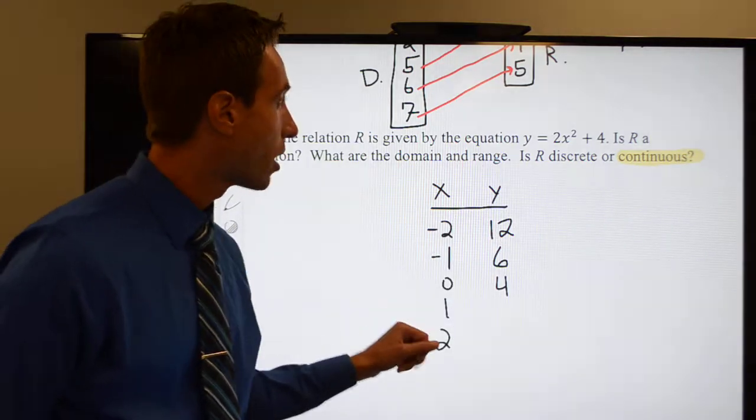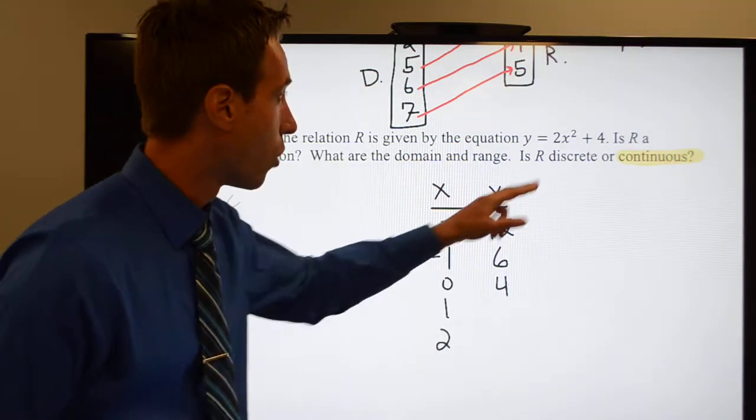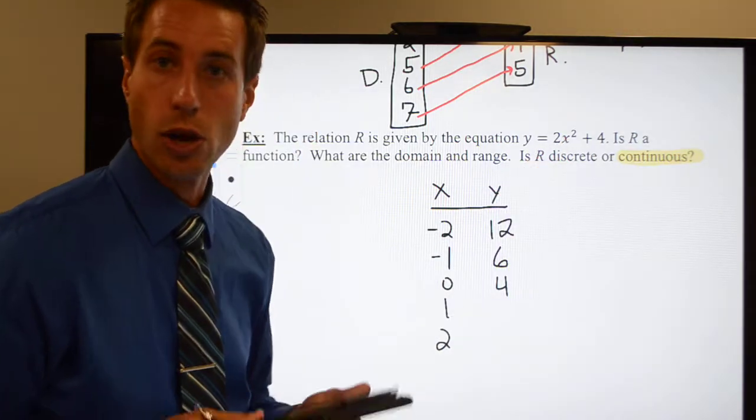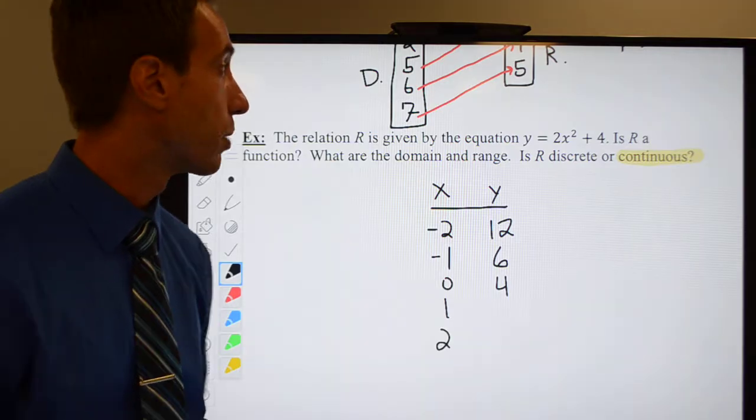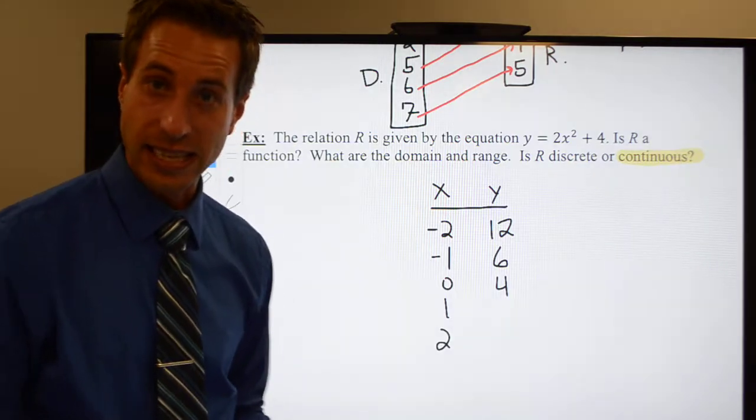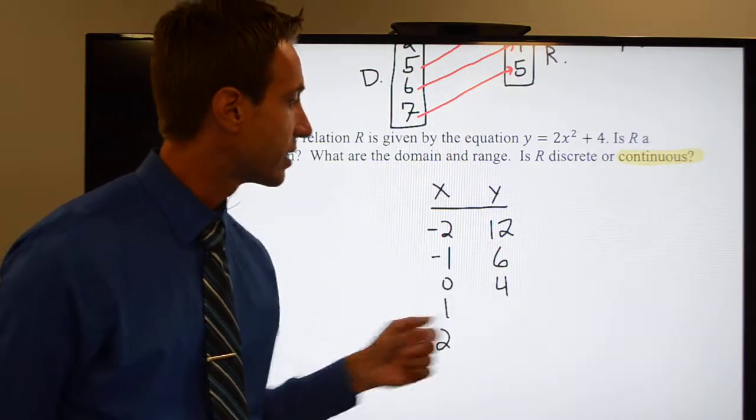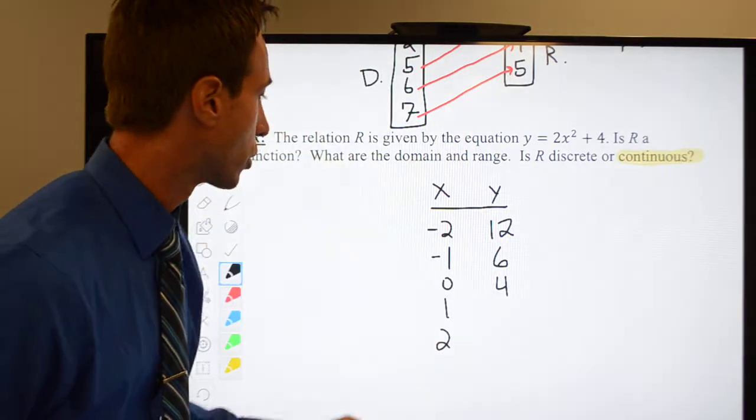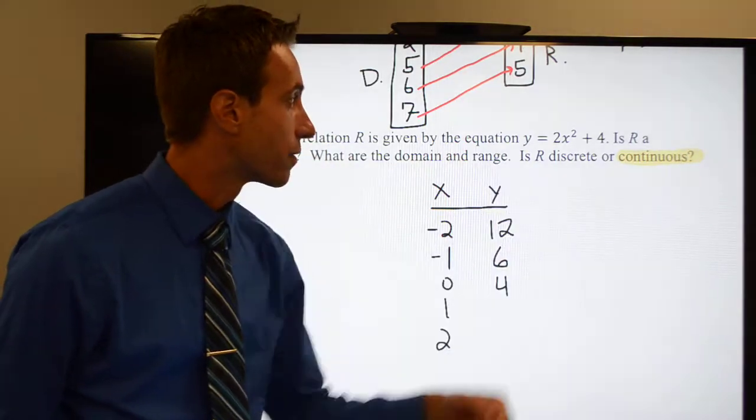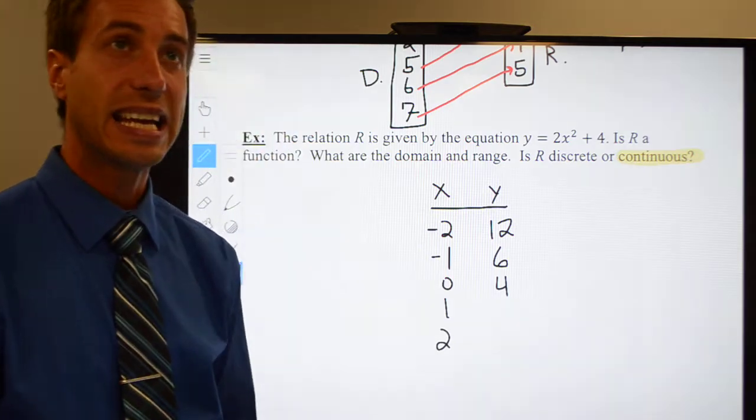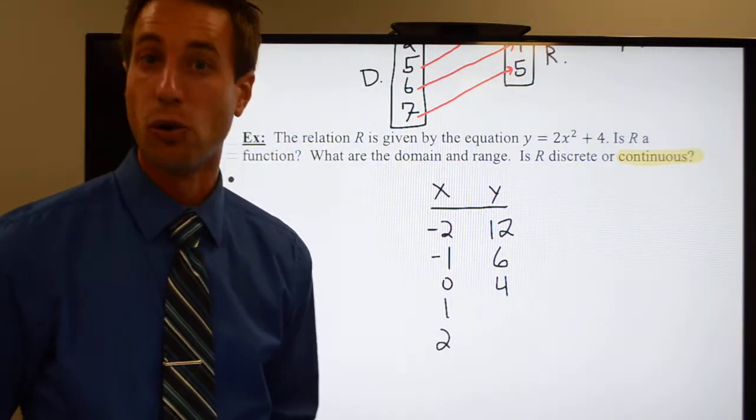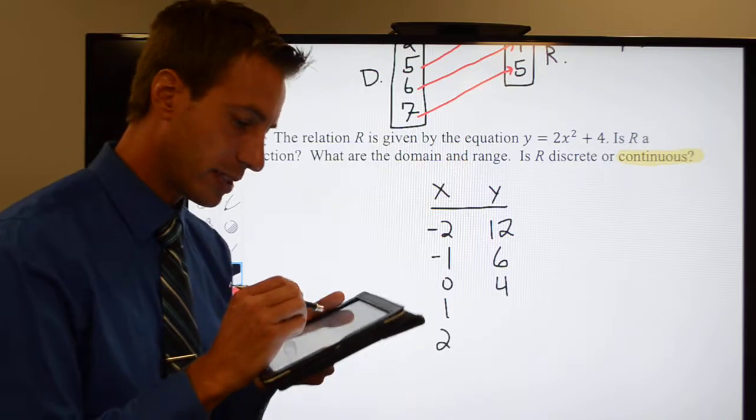If I plug in a +1, well, 1 squared is 1 times 2 would be 2, plus 4 would be 6 again. Well, I already have a 6, so I'm not going to write the duplicate. I'll just leave the 6 I already had, so that one's good. What if I did 2? 2 squared is 4. 4 times 2 would be 8. 8 plus 4, I get 12 again. Let me go ahead and put these guys in a box.